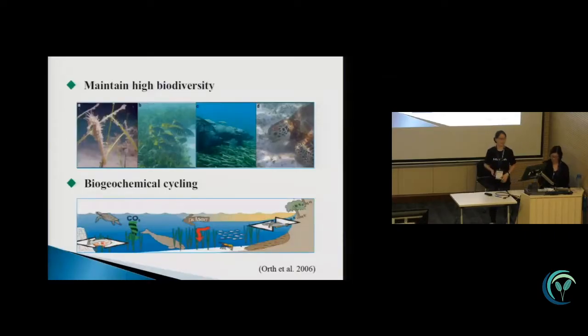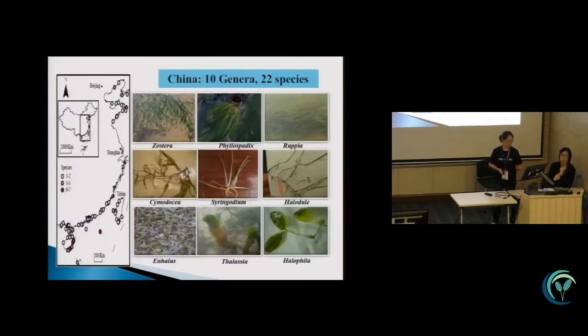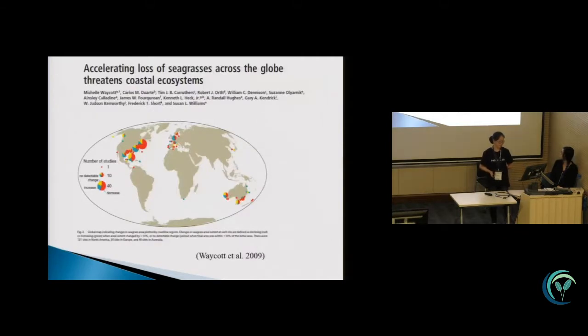As we know, the seagrass meadows are very important along the coast. They provide valuable ecosystem services and functions. For example, they maintain high biodiversity, and are part of biogeochemical cycling. In China, there are 10 genera and about 22 species along the east coast, from the temperate zones to the tropical zones.